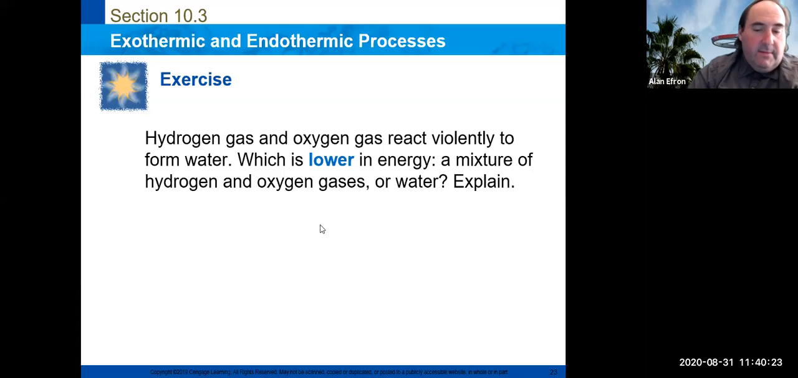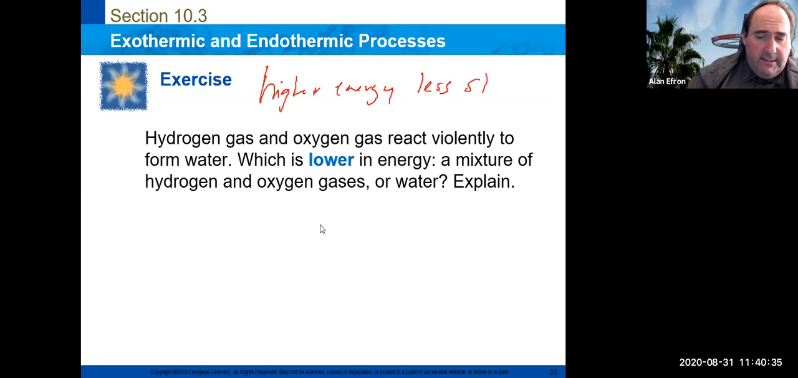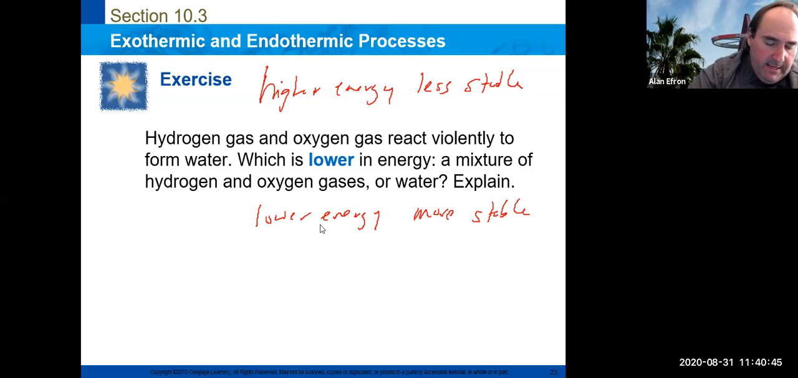So in this case, as we talked about, just in terms of energy in general, the higher something is in energy, the less stable it is, and lower in energy is always a more stable form. And when reactions take place, one of the driving forces, or one of the reasons why reactions take place, is to bring everything into a state of lower energy.